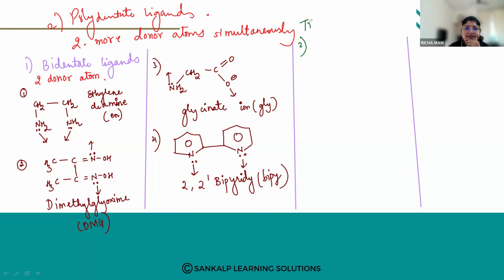atom. Next is tridentate ligand. So what are we going to discuss in tridentate ligands? A ligand in which there are three donor atoms.